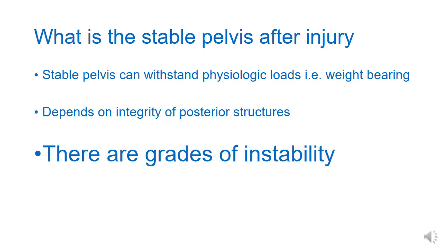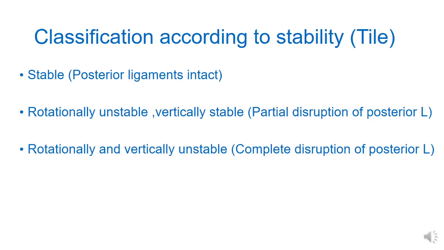So we know now the stable pelvis can withstand physiological loads, and also we have known now that it depends on the integrity of the posterior structures, but how these posterior structures are affected, this is called the stability of the pelvic ring injury. We have grades of instability, either the pelvis is completely stable, partially unstable, or completely unstable. Let us see how to assess the stability.